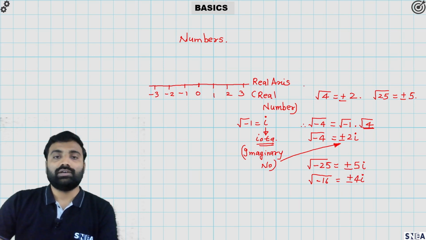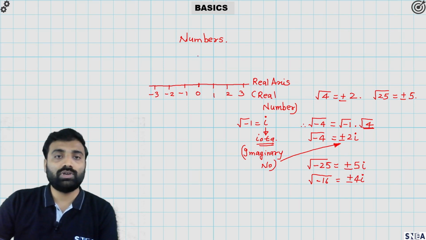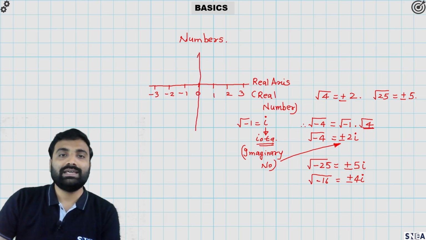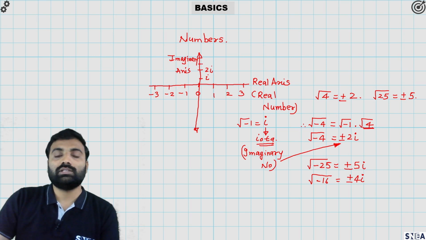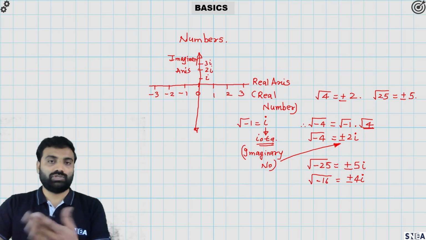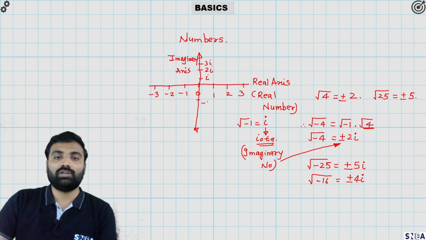So, okay. A real number lies on the real axis, so where will the imaginary number lie? The imaginary number will lie on the imaginary axis, students. This is your imaginary axis. Okay, so I will write here imaginary axis. The number which lies on the imaginary axis will be called an imaginary number. So this will be i, this will be 2i, this will be 3i. Upwards is positive, downwards will be negative: -i, -2i, -3i.